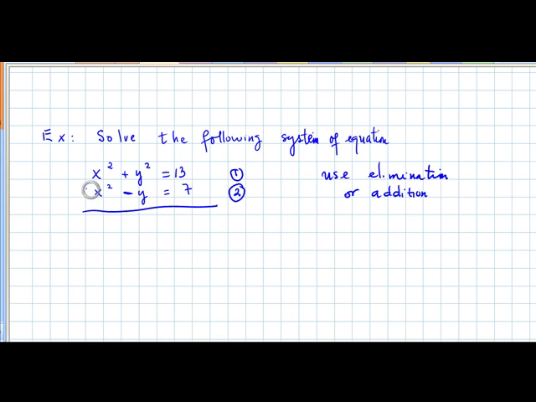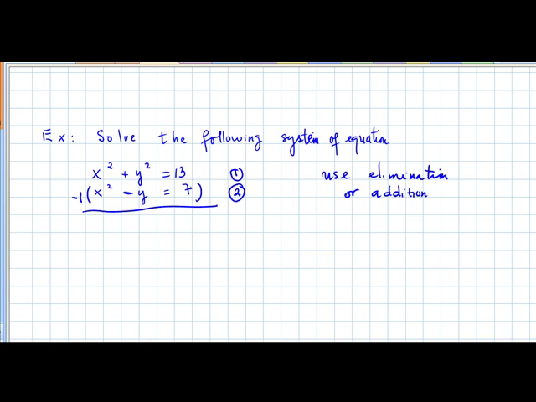The only way I can cancel it out is if one of them has a minus in the front. If one of them has a minus in the front, when I add, they all cancel out. So to accomplish that, first I'm going to multiply equation number 2 by minus 1, or you can multiply equation 1 by minus 1 too. Either or, but not both.